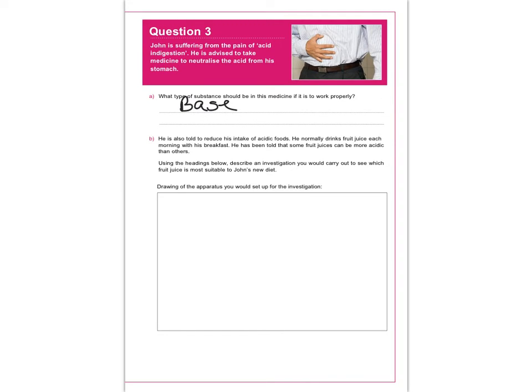He's also told to reduce his intake of acidic foods. He normally drinks fruit juice each morning with his breakfast. He's been told that some fruit juices can be more acidic than others. We've to use the headings below, and we've to do an investigation to see which fruit juice is most suitable to John's new diet. Okay, so what would we need?